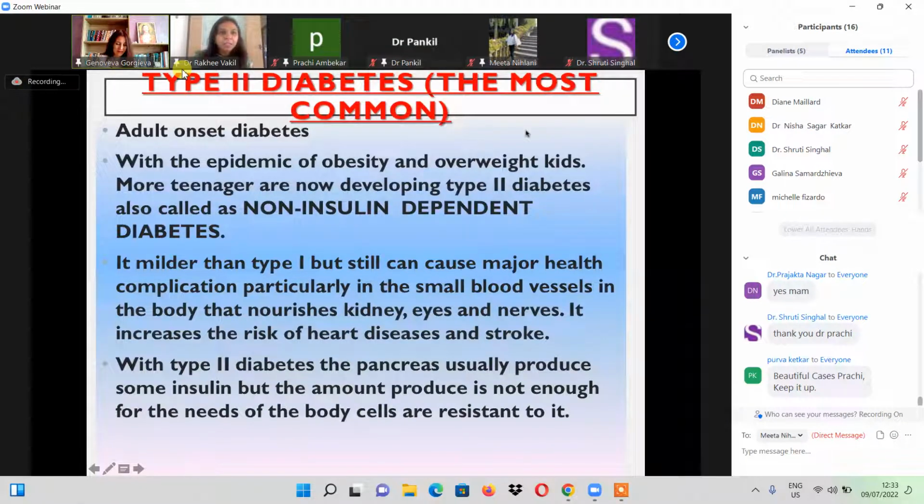Adult onset diabetes. With the epidemic of obesity and overweight kids, more teenagers are now developing type 2 diabetes, also called non-insulin dependent diabetes. It is milder than type 1, but still can cause major health complications, particularly in small blood vessels in the body that nourish kidneys, eyes, and nerves. It increases the risk of heart disease and stroke. And with type 2 diabetes, the pancreas usually produces some insulin, but the amount produced is not enough for the body's needs, or the body cells are resistant to it.